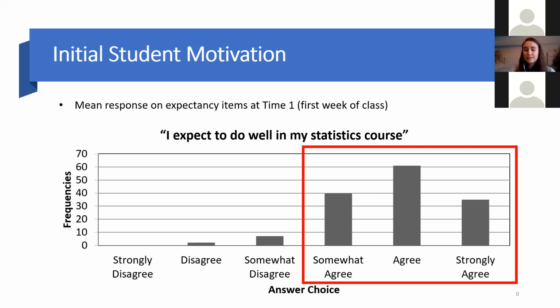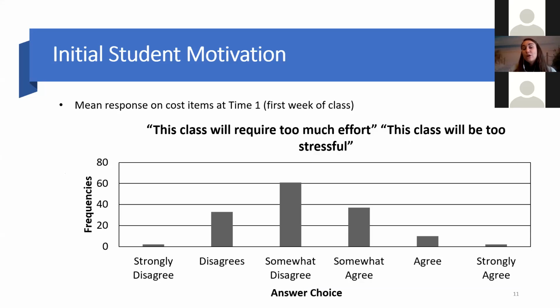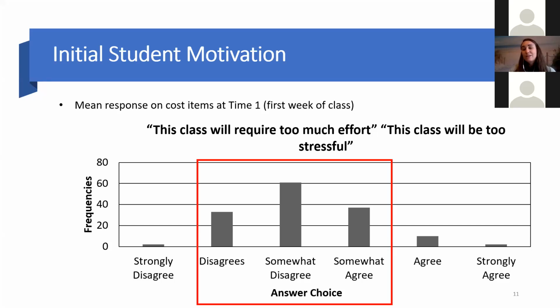With regards to cost, which as a reminder encompasses this level of anxiety and stress, but also the effort and the sacrifice students think they have to put in in order to do well in the class, what we saw was that they came in with some moderate level of cost. So again, less than we expected, but there was quite a bit of variability here. We had some students who believed that the class would require too much effort and that it would be too stressful, while at other times we found students that disagreed with those statements.